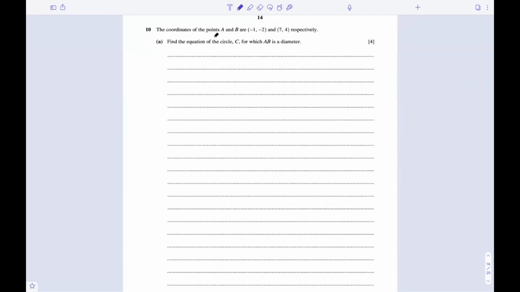In question 10, we have coordinates of points A and B. We have to find the equation of a circle C for which AB is the diameter. So making a circle, A and B is the diameter. So we can say that the midpoint of AB would be the center of the circle and half of the length of AB would be the radius. We know that the equation of a circle is given by (x minus a) whole squared plus (y minus b) whole squared is equal to r squared, where (a, b) are the coordinates of the center and r is the radius.